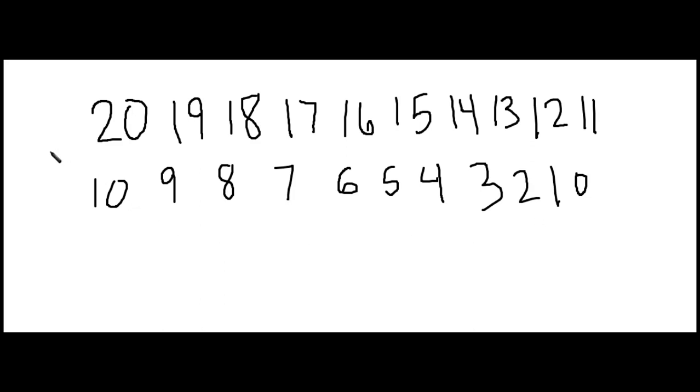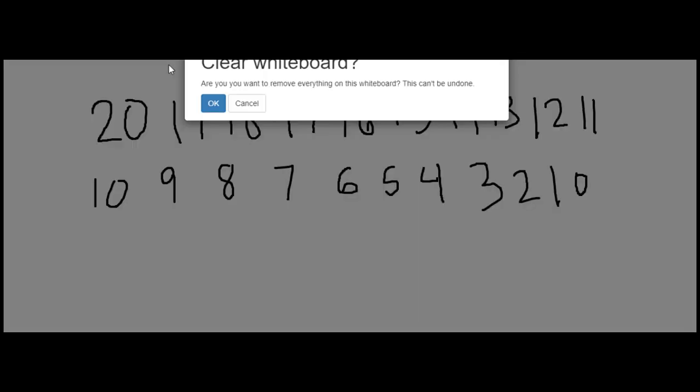Let's do that one more time, but I'm not going to point to the numbers. 20, 19, 18, 17, 16, 15, 14, 13, 12, 11, 10, 9, 8, 7, 6, 5, 4, 3, 2, 1, 0. Nice job. Go ahead and clear your board or your paper, whichever one you happen to be using.